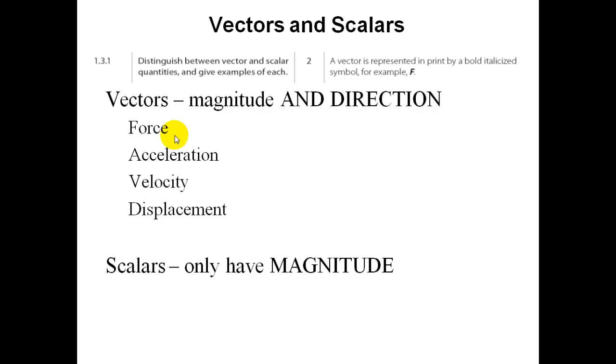The scalar equivalent of velocity is the speed. Displacement is the distance away from a fixed point and given a certain direction, so displacement also is a vector. If you wanted the scalar equivalent of displacement, it would be the distance.